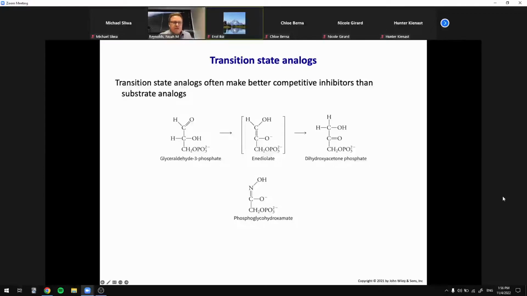Okay, thank you. You're welcome. Does that help? Yes, it does. Basically, you're saying that with the transition state, you're allowing for strong binding, but strong binding with a ligand that isn't able to proceed with the reaction. Yes. Okay.